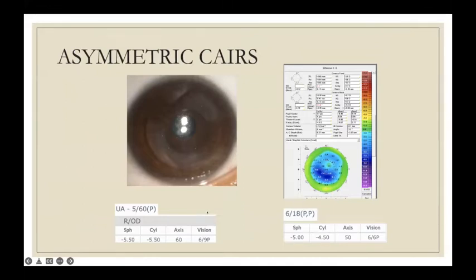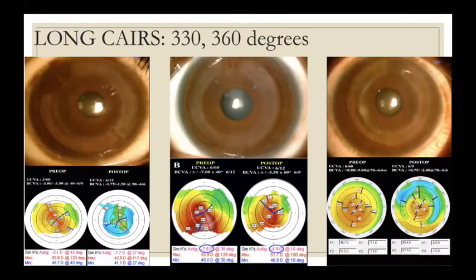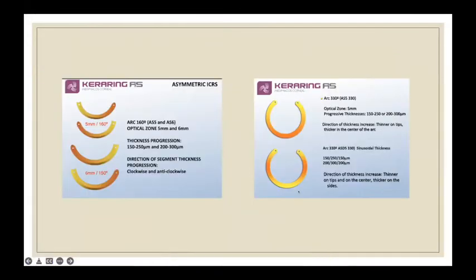Improvement in uncorrected from 5/60 to 6/18, and decrease in the spherocylindrical error as well. There are longer CAIRS segments, which is also possible. Improvement again in the topography seen here, the cylindrical errors.